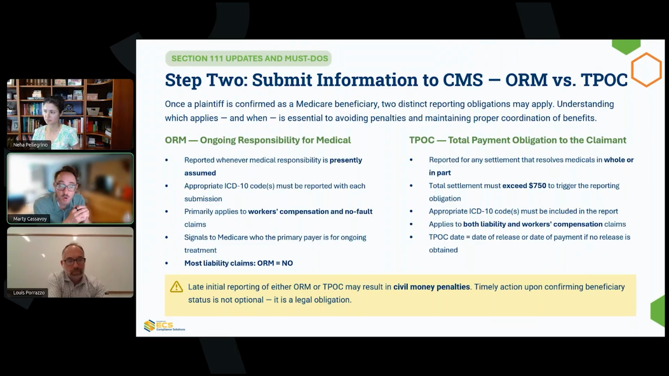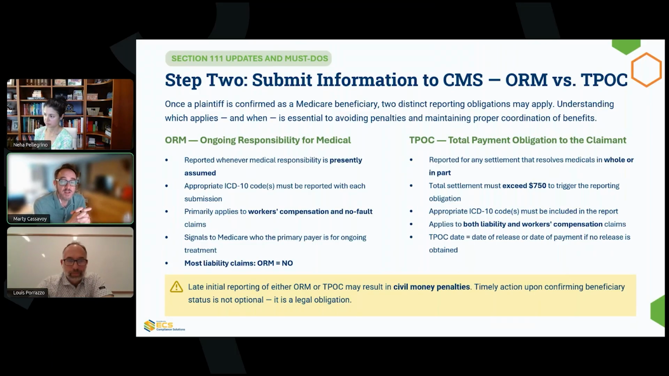In no-fault cases, ORM is almost always yes, right? So if you have a situation where there's a blend of liability and no-fault involved in your particular case, just be mindful of that, right? But in a liability case, it's almost always no. And why would it be no for ORM? It would be no because of the fact that you're not presently assuming or presently handling any ongoing responsibility to pay for medical benefits. So a person's going to send you their medical bills and expect you to pay them. You have ORM equals yes, right? That might happen. That will happen in a no-fault case, right?